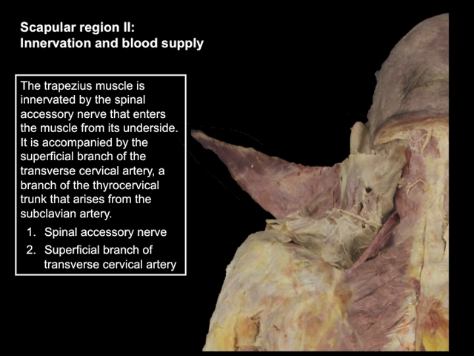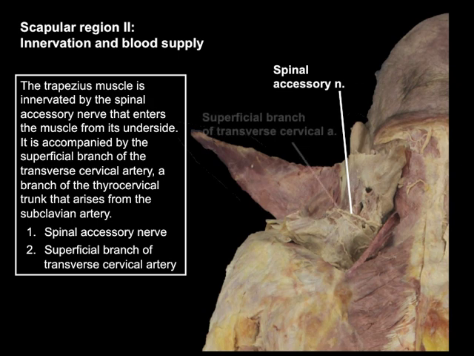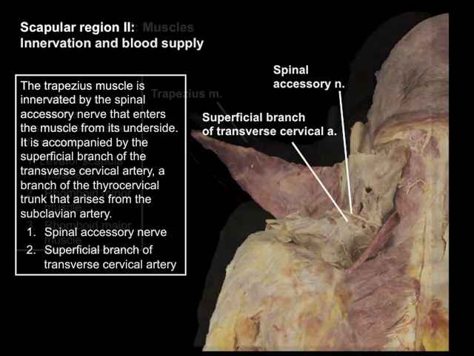The trapezius muscle is innervated by the spinal accessory nerve that enters the muscle from its underside. It is accompanied by the superficial branch of the transverse cervical artery, a branch of the thoracocervical trunk that arises from the subclavian artery. The spinal accessory nerve and accompanying vessels enter the trapezius muscle from its underside. This was the reason the muscle was reflected to show you this neurovascular bundle. And here's a superficial branch of the transverse cervical artery.